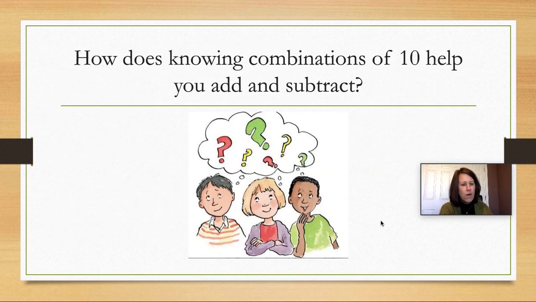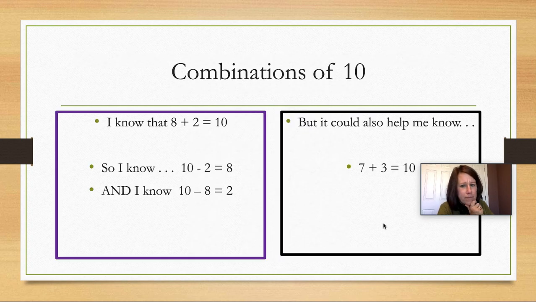Exactly. Okay, so thinking strategies or mental math strategies so that we can add and subtract quickly might include knowing combinations of 10. How does that help us add and subtract? Well, maybe you said, I know that 8 plus 2 equals 10. Well, if I know that 8 plus 2 equals 10, then I know 8, 2, and 10 go together. So then I know the subtraction problems too, don't I?